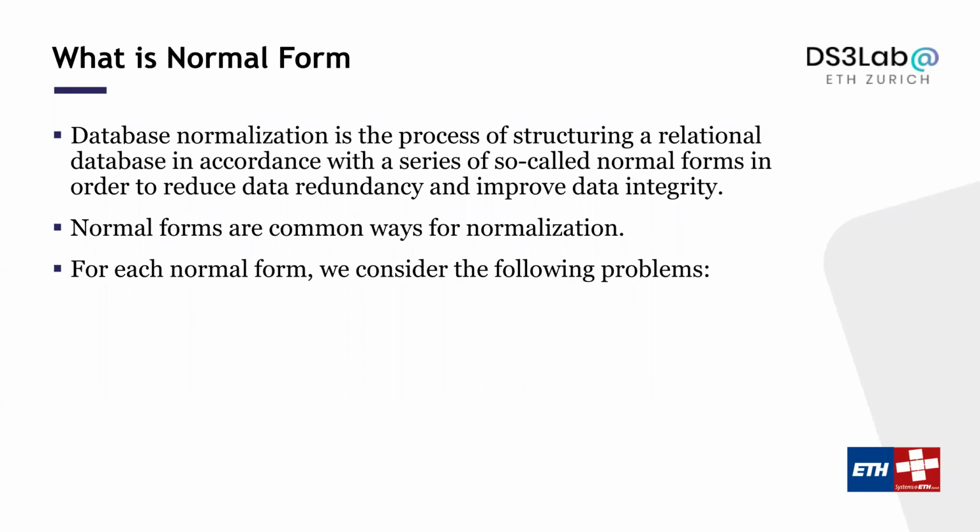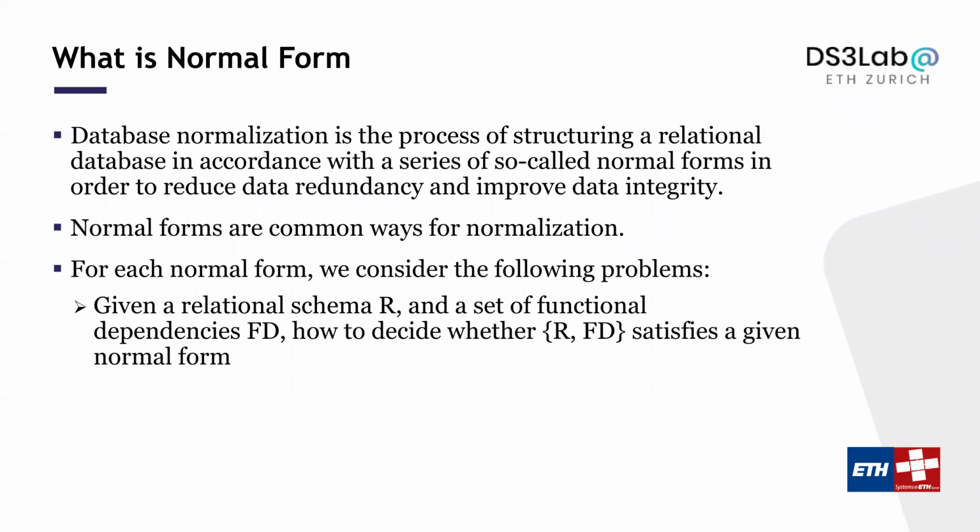More precisely, for each normal form, we consider the following 3 problems. The first one is: if you give me a relational schema R, and a whole bunch of functional dependencies, FD, that this database satisfies, we want to understand how to decide whether this schema together with this set of functional dependencies satisfies a given normal form. For any normal form, this is the first question we want to understand: how can we test whether your database R and FD together, and it's always a pair, satisfy this normal form? It's always question number 1.